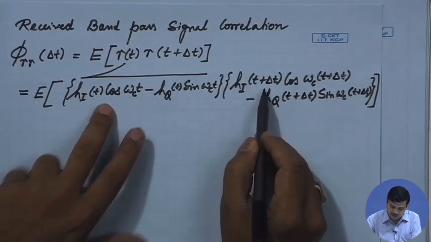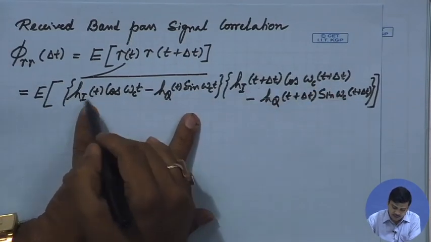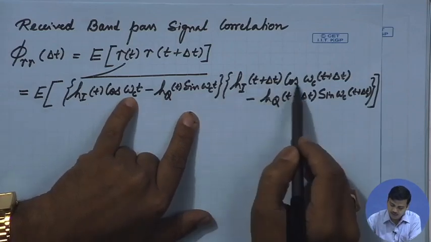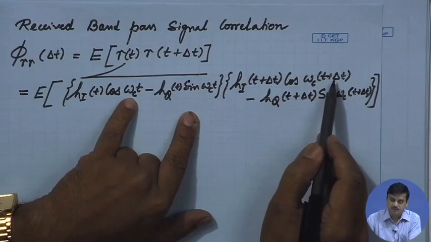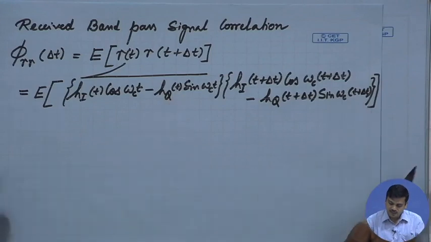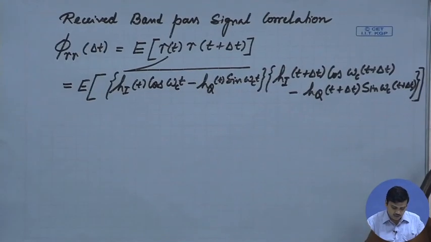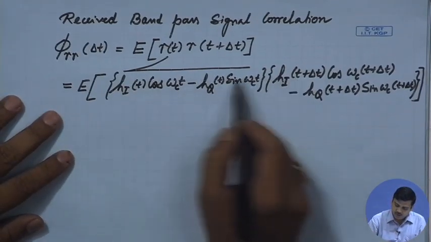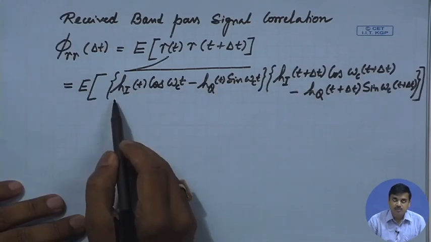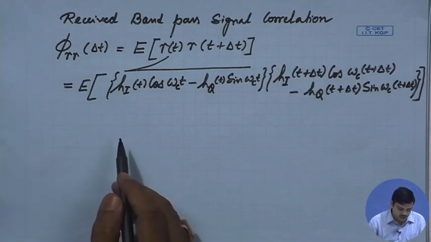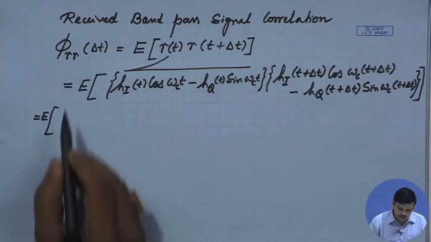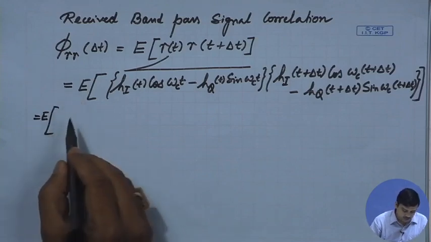So, what you see in these two expressions is they are exactly the same, h I of t, h I of t plus delta t, cos omega c t, cos of omega c t plus delta t, h q of t, h q of t plus delta t, sine omega c t plus delta t. So, in the next few steps we have to expand this expression, do all this multiplication, collect the terms, so that we are able to apply the E operator and get to our appropriate result. So if we would expand this expression, we still have the E operator. E is the expectation operator, which we keep outside.